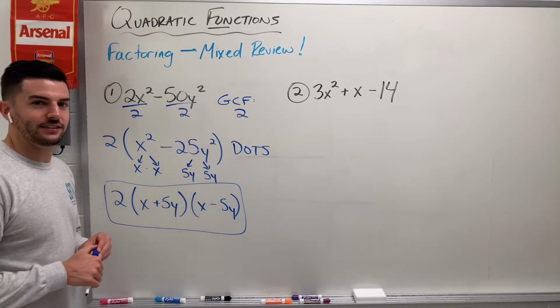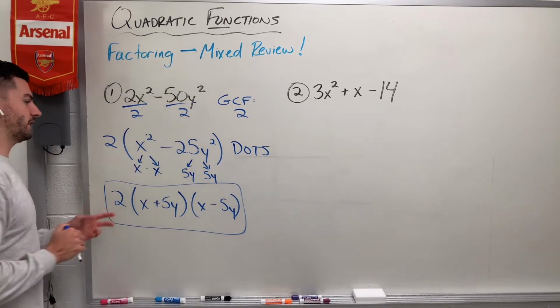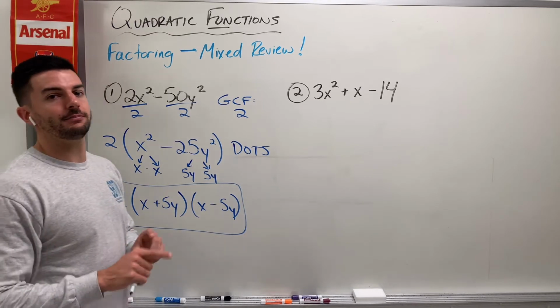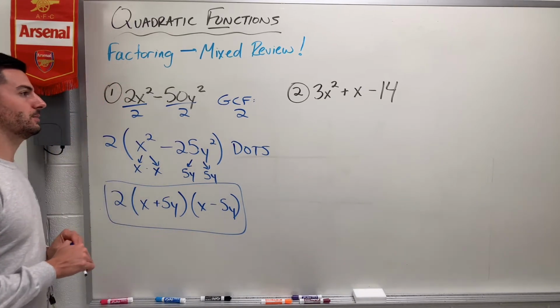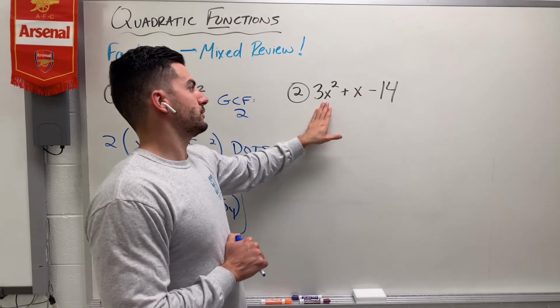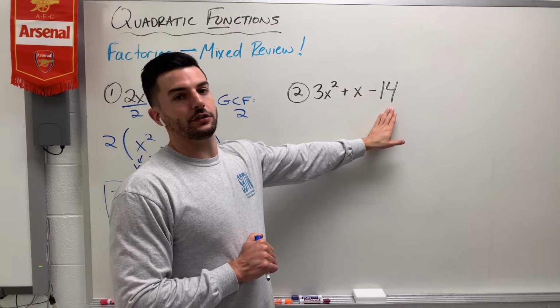But yeah, so that is the fully factored version of this, right? I factored out the 2 GCF and I factored the rest using dots, okay? So that is number 1. Number 2, we look at this, okay? Trinomial, 3x squared plus x minus 14.